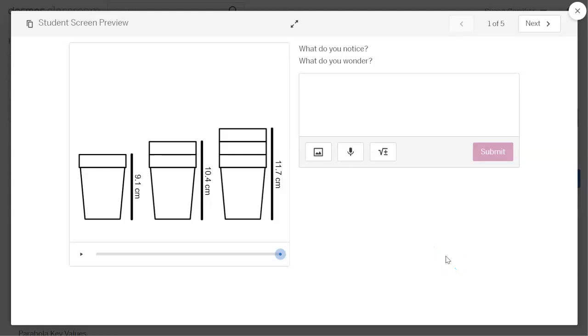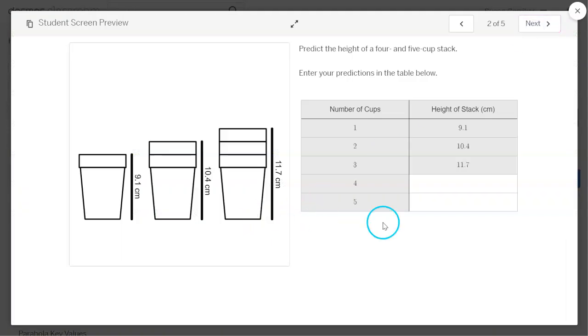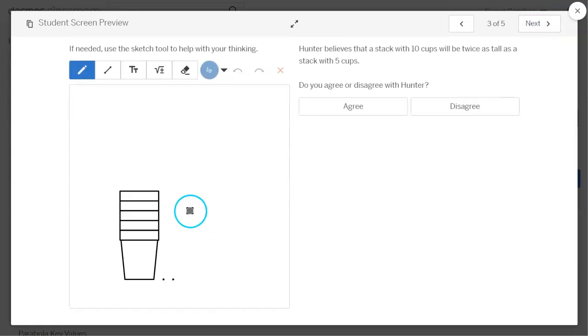Maybe you could do a little mini assessment later on, a few days from now, and let this be your performance task in your assessment. But they've got the measurements already there, so the kids aren't having to measure, and then they can just put what they notice and wonder. And then here they're filling out a table. Part of the table is finished, so they just need to give the last two measurements. They're going to follow that pattern, of course.